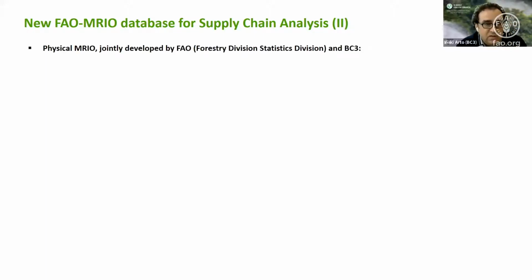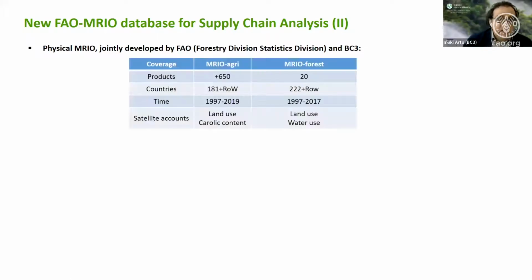As I already mentioned, this is a physical multi-regional input-output table that has been jointly developed by the FAO, the Forestry Division, and the Statistics Division, and the BC3. It has like two separate blocks. On the one hand, we have the multi-regional input-output table of agricultural products that covers more than 650 products, 181 countries plus the rest of the world region, and it covers the time series 1997-2009.